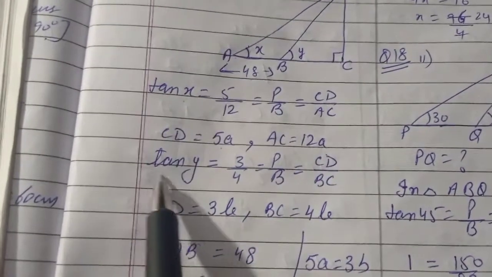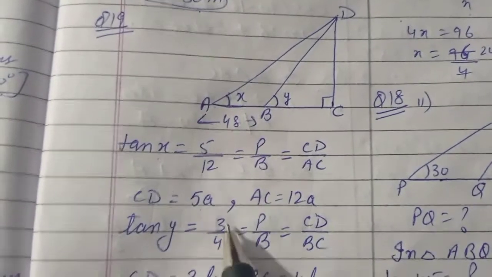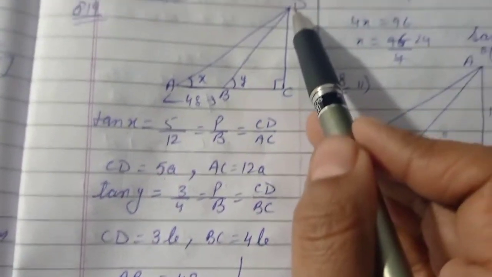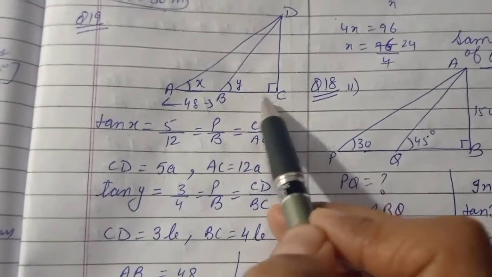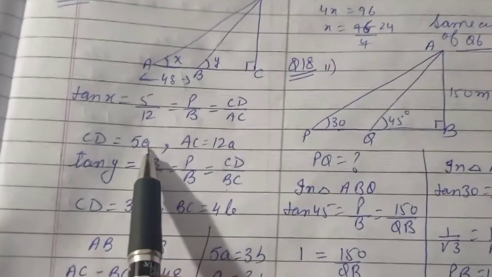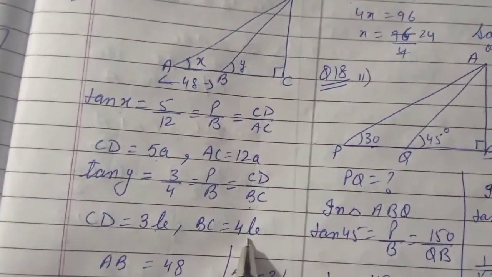Now the next value given is tan y. For this I have to take this triangle. Clear? It is 3 by 4. Tan is again P by B. What is the perpendicular of this triangle? CD only, and the base is BC. So compare. CD will be 3B. I used another variable. This is A and this is B. Clear? And BC will be 4B.